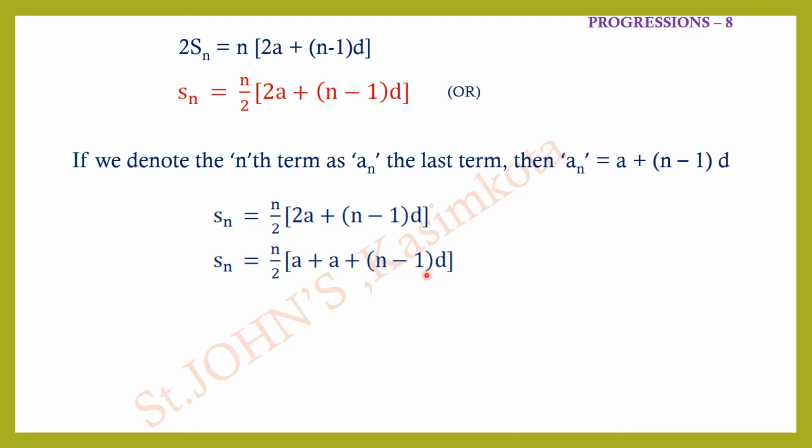A plus n minus 1 into d is the last term of the arithmetic progression, the nth term or general term, an or l. Last term l or last term an. Are you clear? This is written as Sn equals n by 2 into a plus an, or Sn equals n by 2 into a plus l. A plus an and a plus l are both the same. Clear?